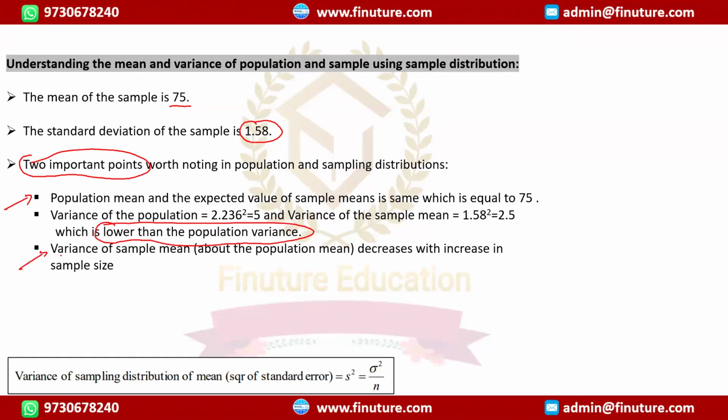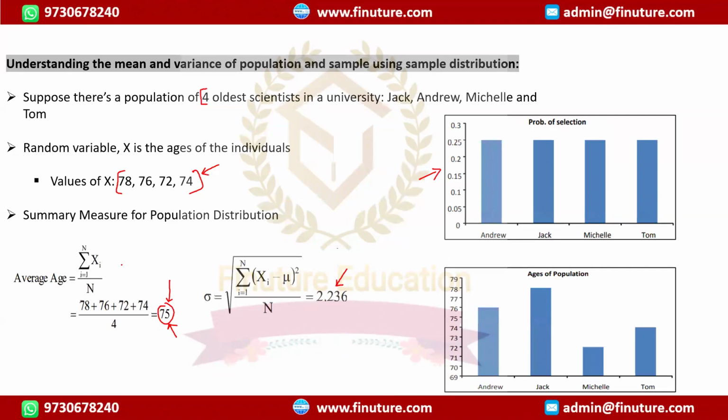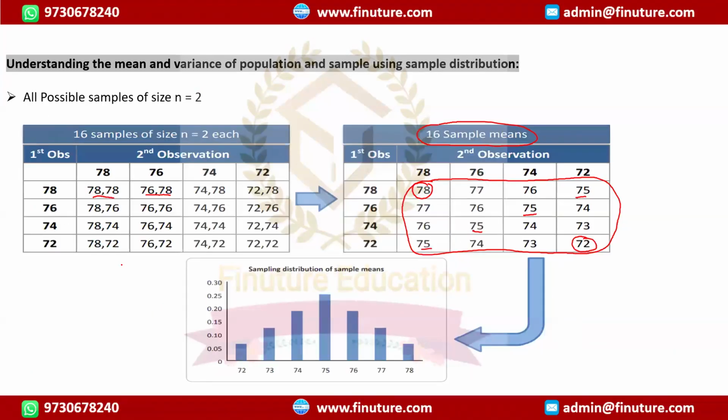So the inference would be: the variance of the sample mean distribution decreases with increases in sample size. Earlier, when we had this population, we just had one sample, which was just this data set only. But when we increase the sample size, we draw two samples out of this.